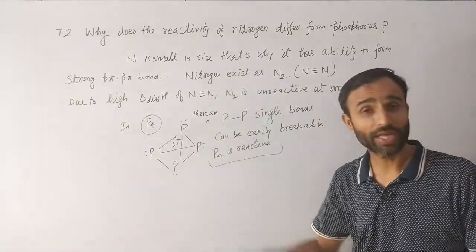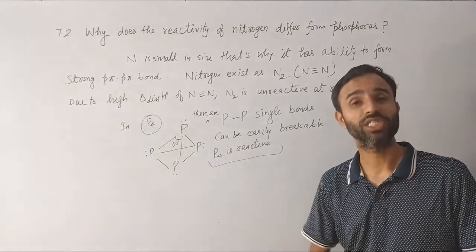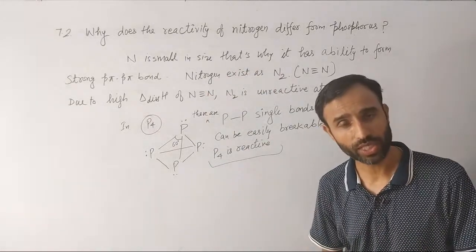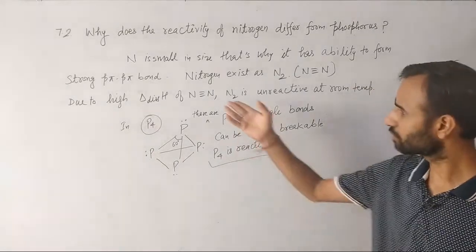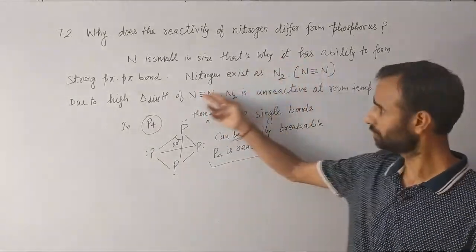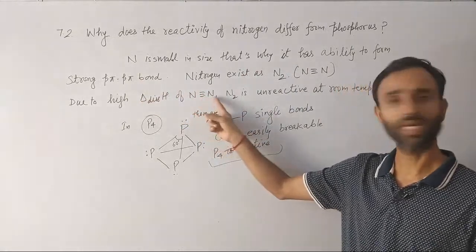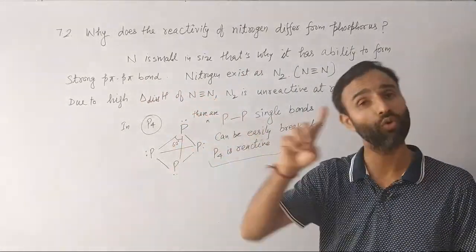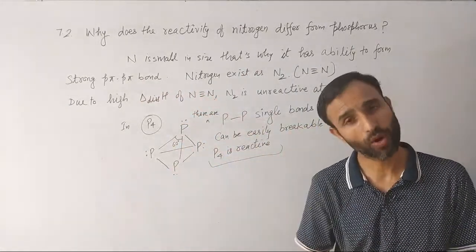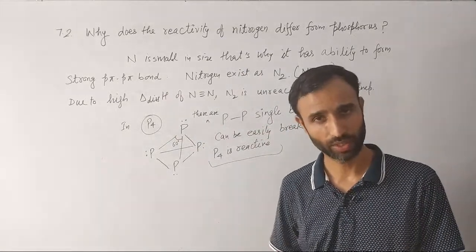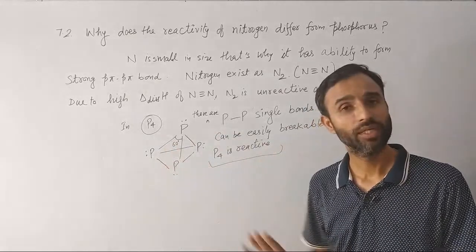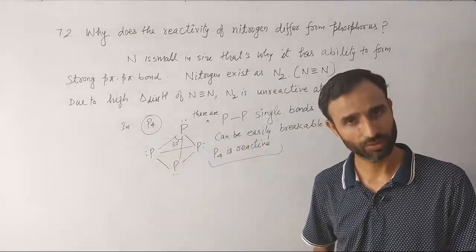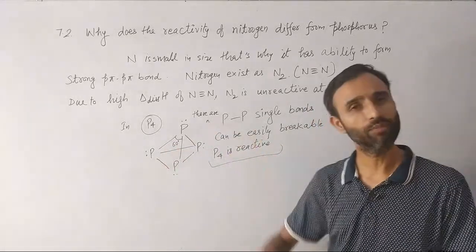On the same line you can prove why nitrogen exists as N2 but phosphorus exists as P4. So same reason, nitrogen can form strong p-pi bond, therefore it exists as N2. Phosphorus, due to its large size, cannot form strong p-pi bond, so it satisfies valency by forming sigma bonds, single bonds. Okay, so it exists as P4.